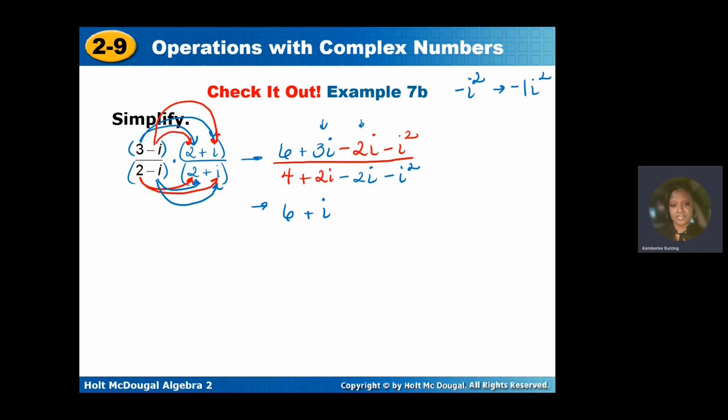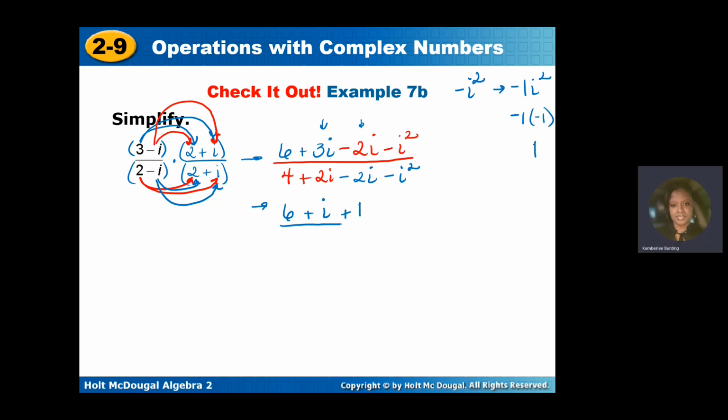All right. So what is I squared equal to? Negative 1. So I'm going to say negative 1 times negative 1, right? And what is negative 1 times negative 1? Positive 1. And that's it. Okay? So this is going to be 6 plus I plus 1, because negative I squared is being replaced with a positive 1. We just talked about it, right?